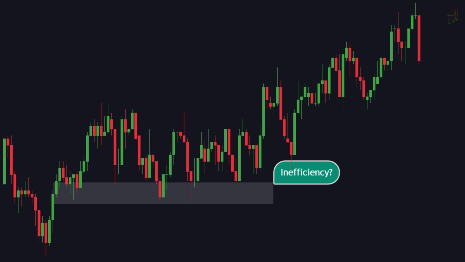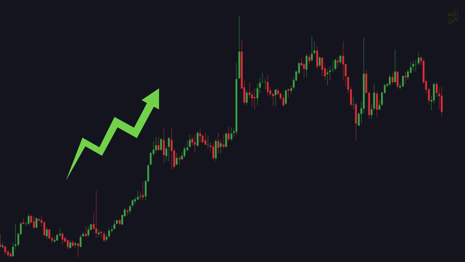Let's visualize this with a practical example. Imagine the price of a currency pair is moving upwards in a strong trend. Suddenly, you see a candle with an unusually long body, followed by a sharp pullback. That long candle represents a zone where a large player has likely executed a substantial order, causing the price to move aggressively in one direction. The pullback that follows often tests this zone, which is your order block.